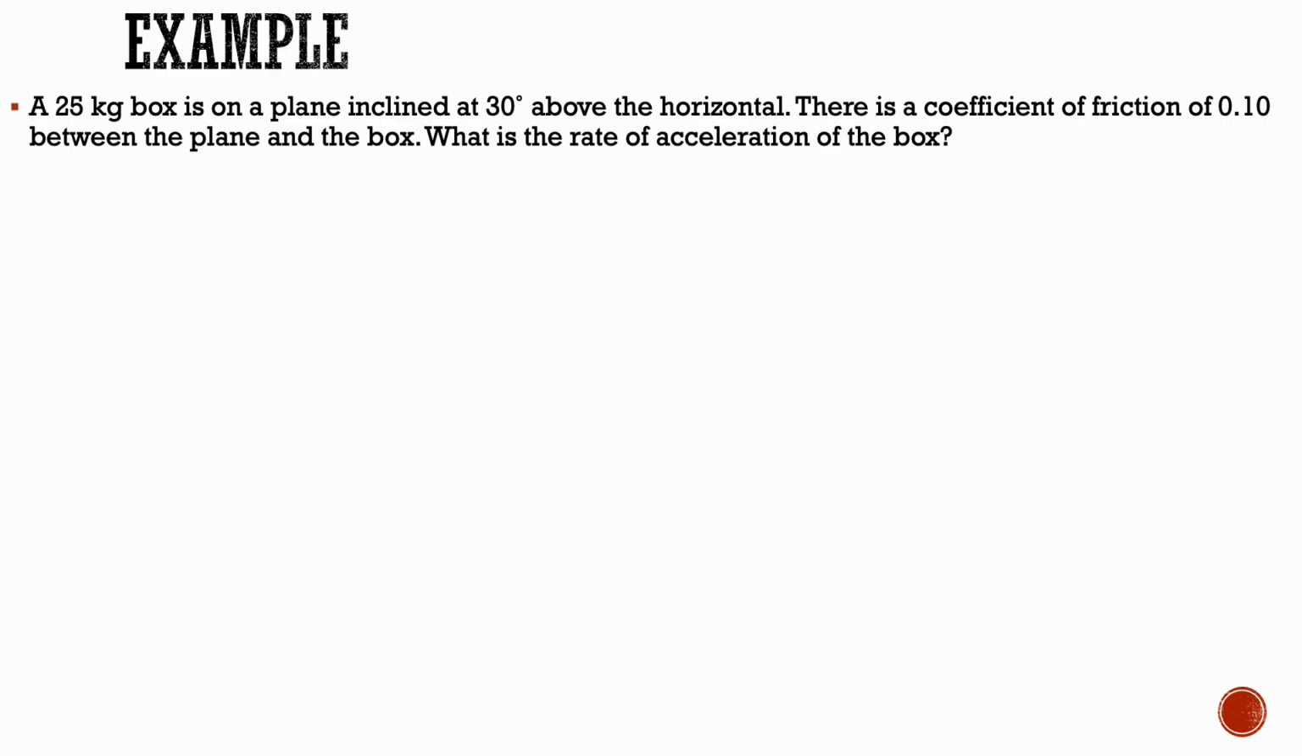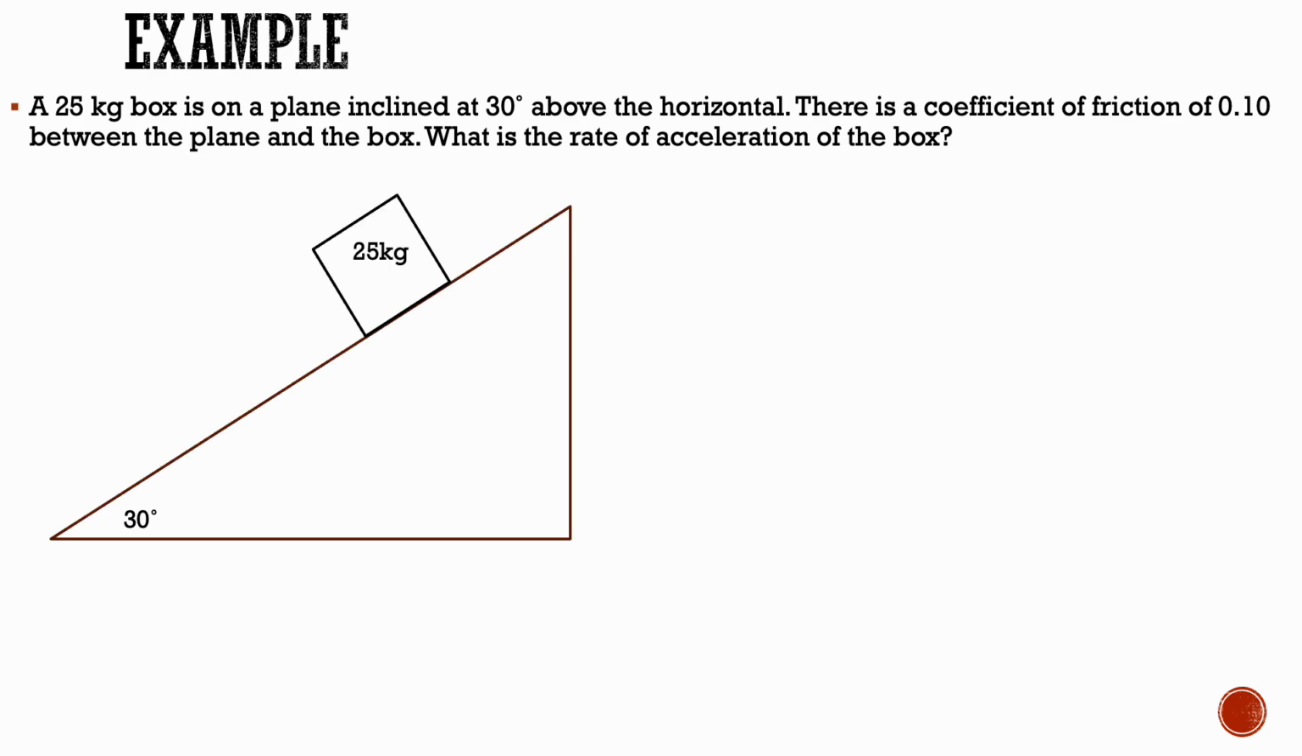So we'll look at an example. We have a 25 kilogram box on a plane inclined at 30 degrees above the horizontal. There's a coefficient of friction of 0.10 between the plane and the box. We want to know what is the rate of acceleration of the box.